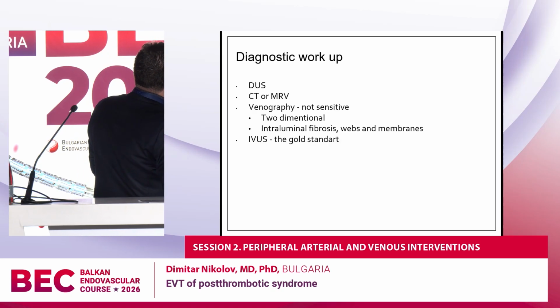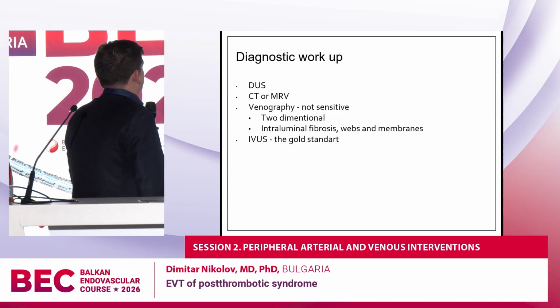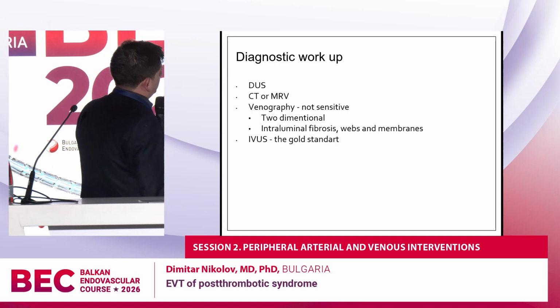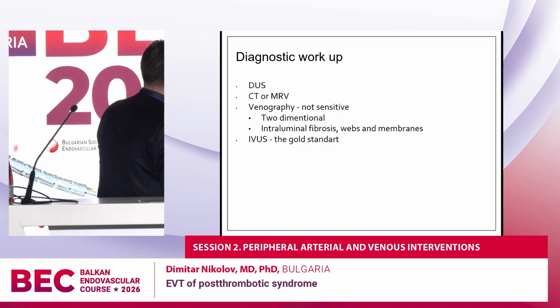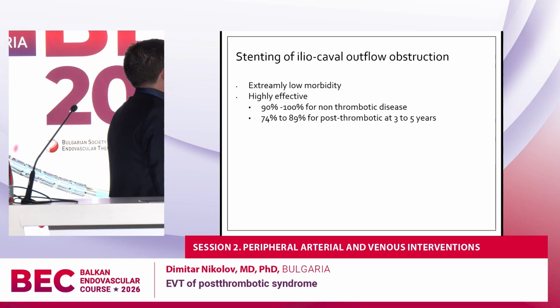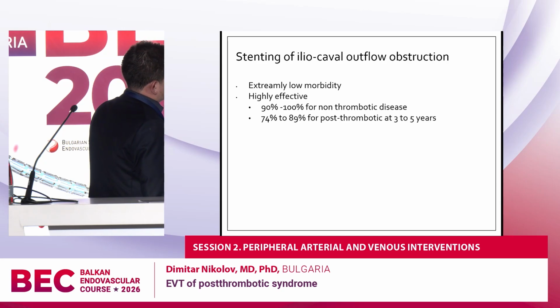Diagnostic workup: ultrasound, CT or MRV. Venography is not too sensitive because it's two-dimensional and we cannot see intraluminal fibrosis, webs or membranes. So IVUS is the gold standard. Stenting of the iliocaval segment has extremely low morbidity and the effectiveness is almost 100%, and 89% for post-thrombotic at 3 to 5 years.